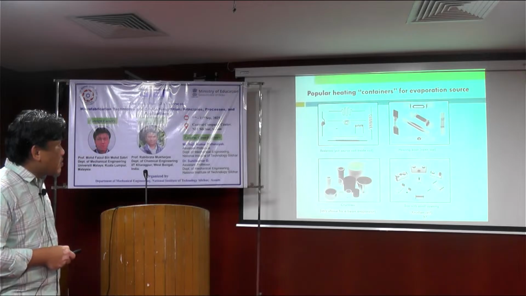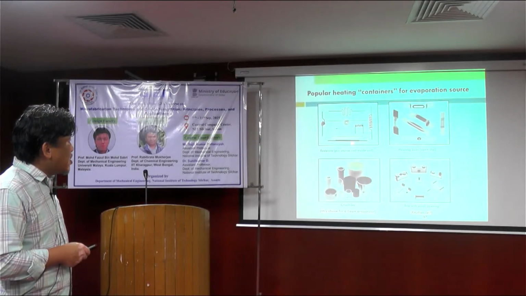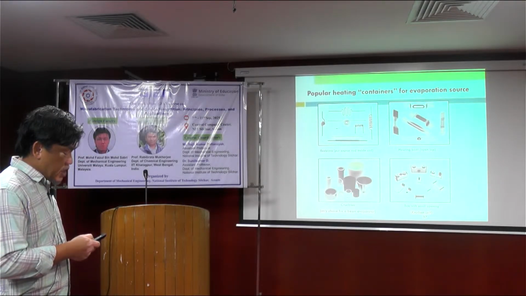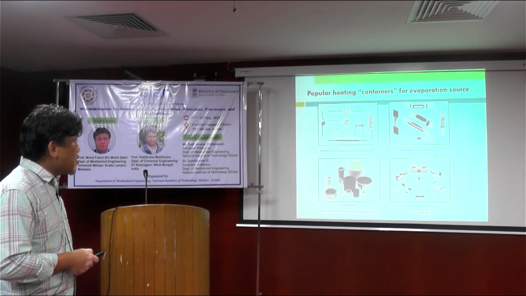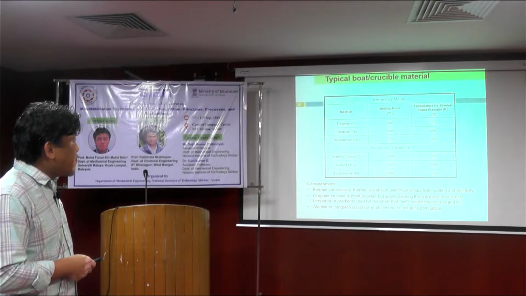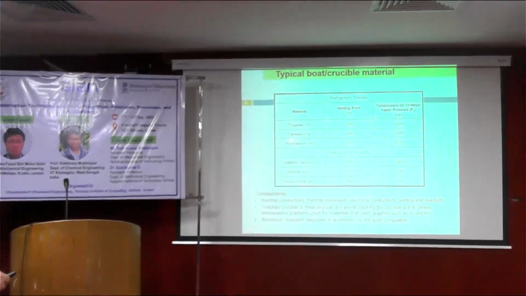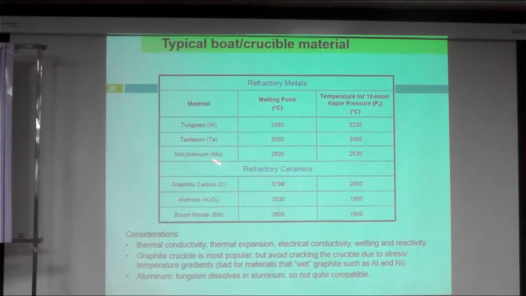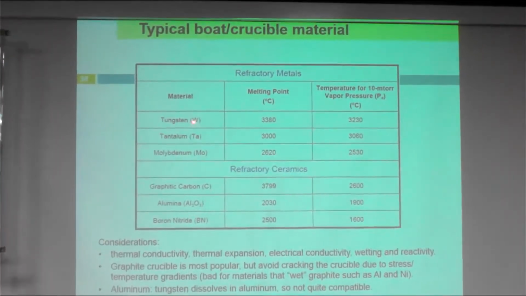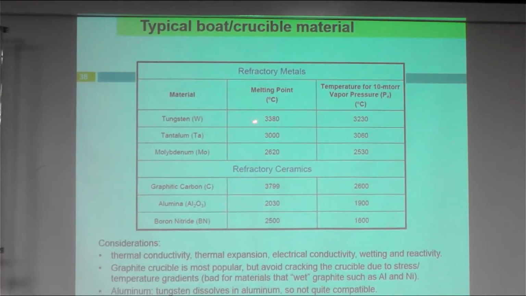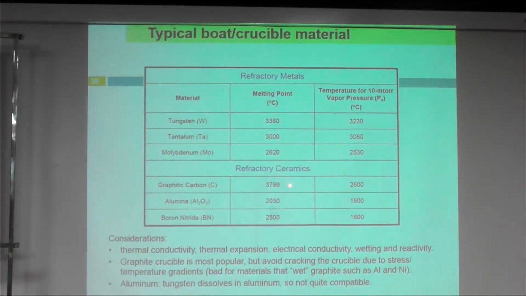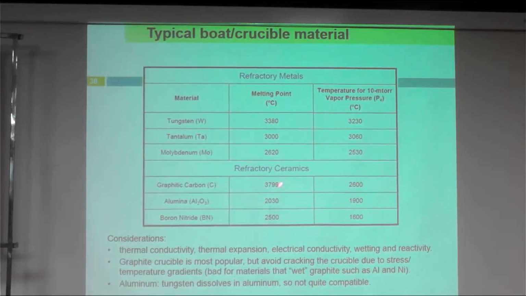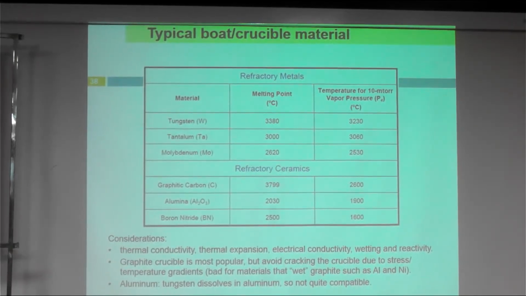So these are containers for the evaporator and resistor, just to share some parts of the process. And for the crucible, you have tungsten, tantalum. Accordingly, if you have a higher temperature material, you can use tungsten, for example, up to 3,380. And if you have graphite, you can go higher, 3,700, for example, and so on and so forth.